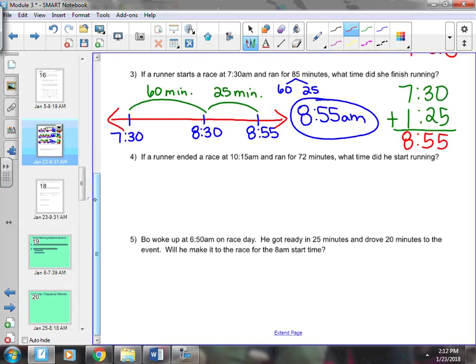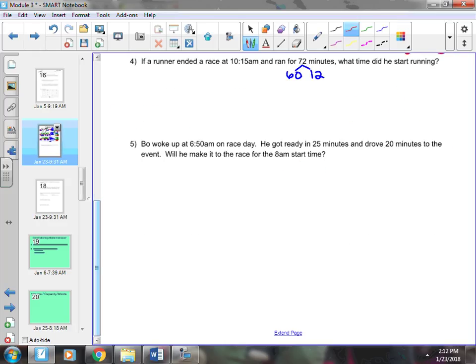Number 4, if a runner ended a race at 10:15 and ran for 72 minutes, what time did he start running? So this one we're going to be jumping backward. This might be helpful. 72 is the same as an hour and 12 minutes. 60 plus 12 is 72. And that might help us with our jumps as we jump backwards. So I'm going to draw a number line. This time I'm going to be jumping backward. They finished at 10:15. And I need to jump backward 72 minutes.